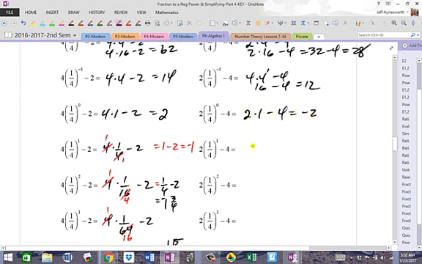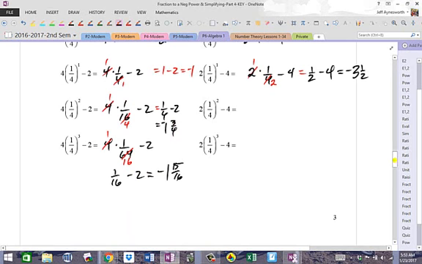2 times 1/4 minus 4. Got to simplify the fraction. 2 into 2 is 1. 4 divided by 2 is 2. So you end up with 1/2 minus 4. This is negative 3.5.